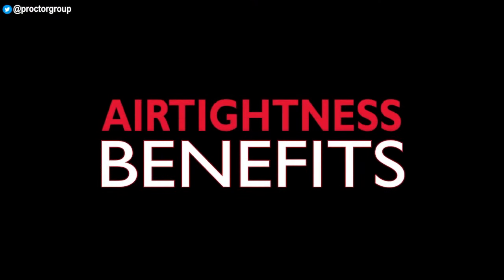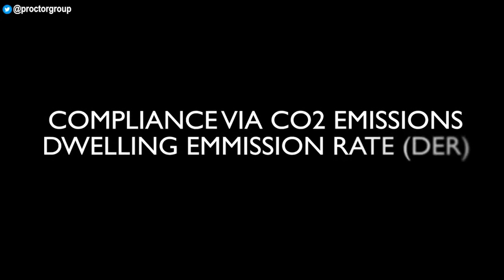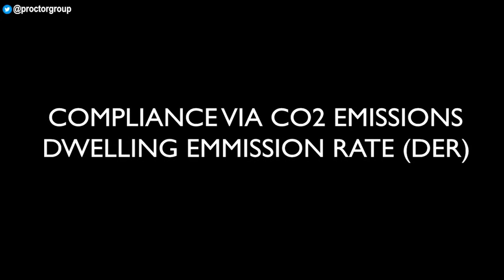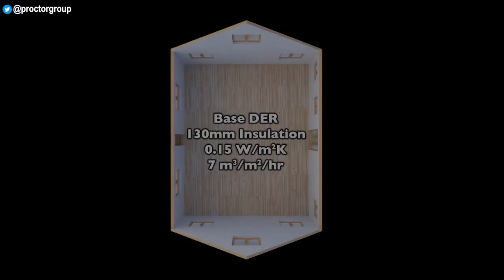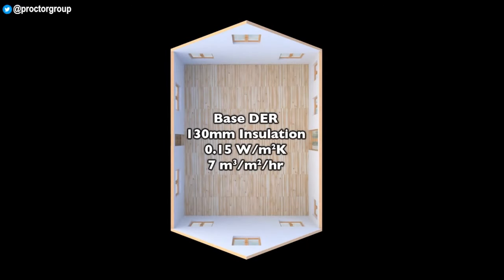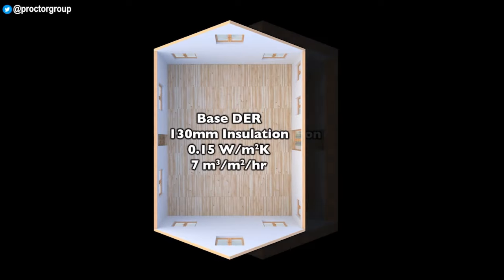Benefits of airtight construction. Building regulations compliance in the UK is assessed via the carbon dioxide emissions of a building. Taking domestic buildings as an example, this is called the dwelling emission rate, or DER. The DER is a holistic value that incorporates the effects of all the energy performance measures included in the building design. This allows characteristics such as air leakage rates, thermal insulation levels, areas of glazing, and renewable energy sources like PV panels to be traded off.